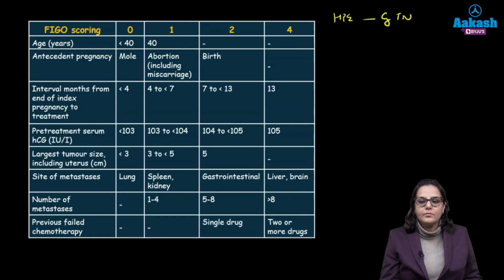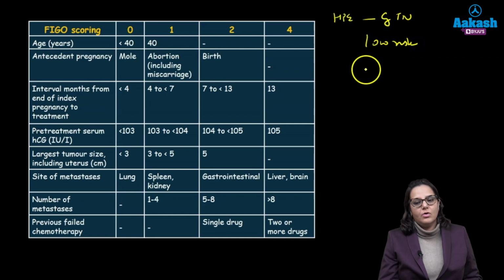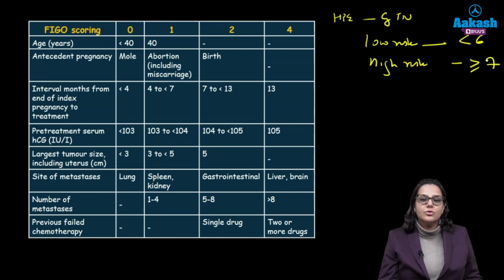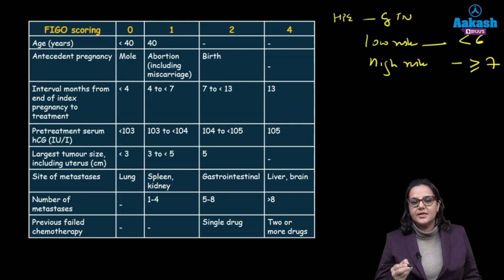Okay. So if it has come out to be gestational trophoblastic neoplasia, we classify them as low risk or high risk. Okay. So FIGO has given the score as 0, 1, 2, 4. If the FIGO score is less than 6, it is low risk. If it is more than or equal to 7, then it is high risk. Okay, so they have been asking questions recently on the FIGO classification. Let's go through this. It might look jumbled initially, but I will try to simplify it for you.